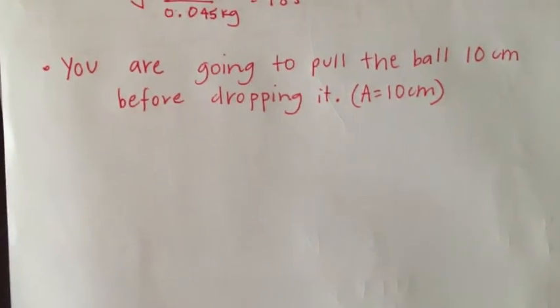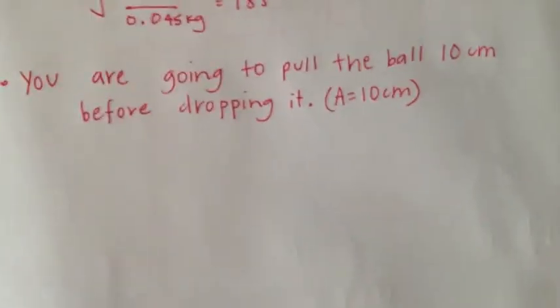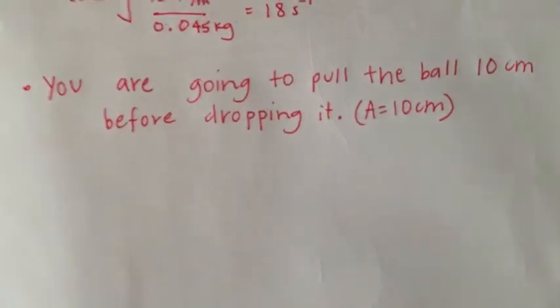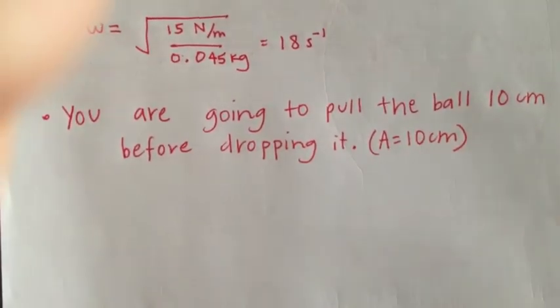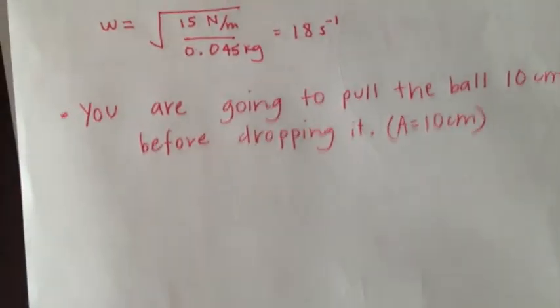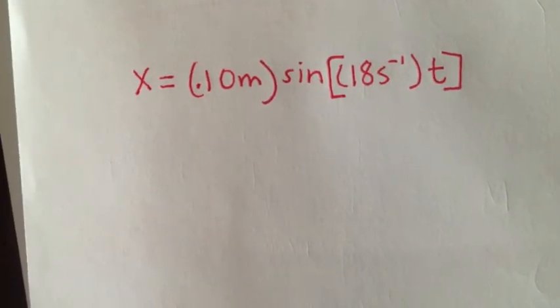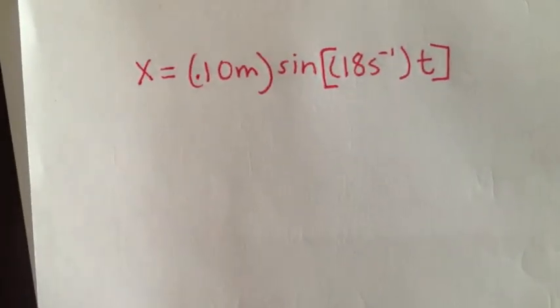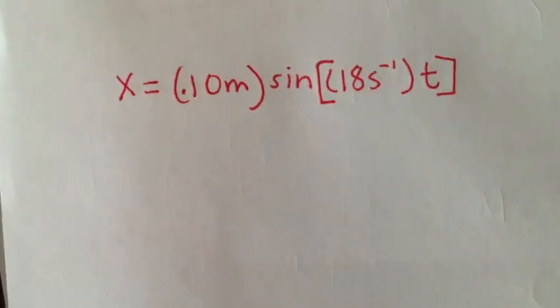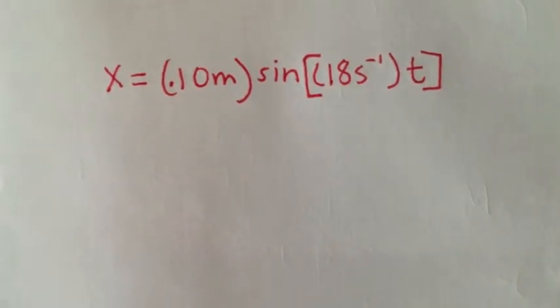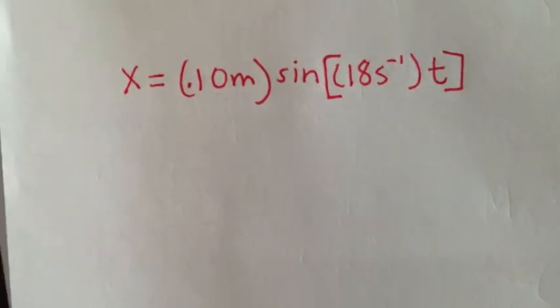And an additional fact for this problem, you're going to be pulling the ball 10 centimeters high before you're dropping it, ultimately relating that A is equal to 10 centimeters. So my first equation is written like this. x for the displacement is equal to 0.10 meters times sin(18 s^-1 times t).